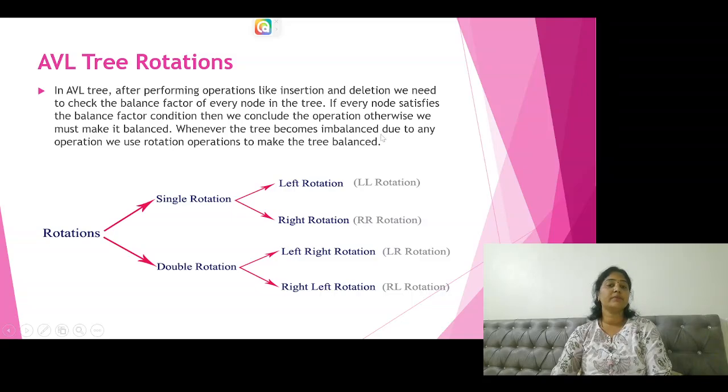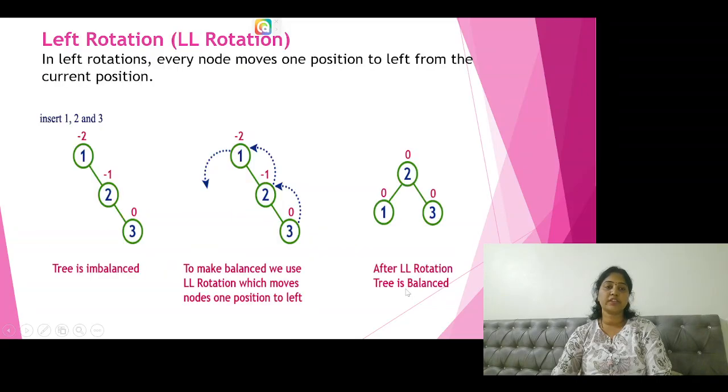Whenever the tree becomes imbalanced due to any operation, we use rotations. So there are 4 rotations. A few are single rotations, a few are double rotations. Single rotations are LL rotation and RR rotation. Double rotations are LR and RL. So let's discuss these rotations.